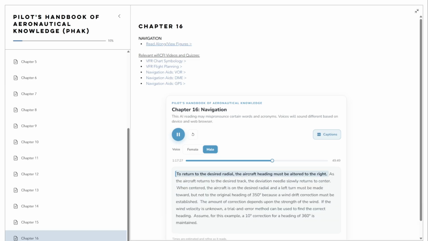To return to the desired radial, the aircraft heading must be altered to the right. As the aircraft returns to the desired track, the deviation needle slowly returns to center. When centered, the aircraft is on the desired radial and a left turn must be made toward, but not to, the original heading of 350 degrees because a wind drift correction must be established. The amount of correction depends upon the strength of the wind.